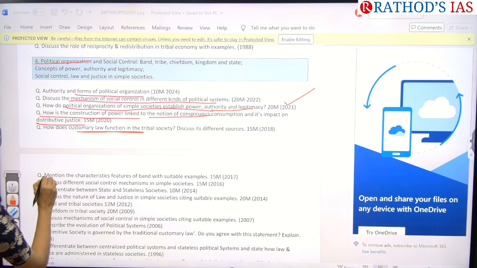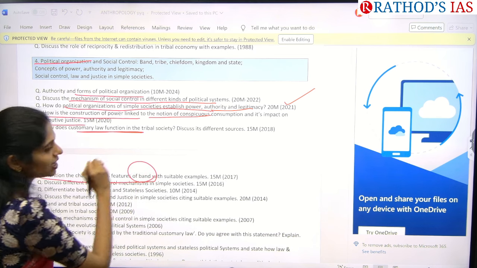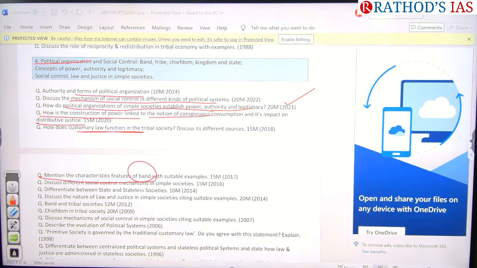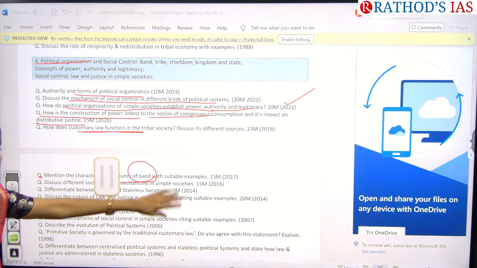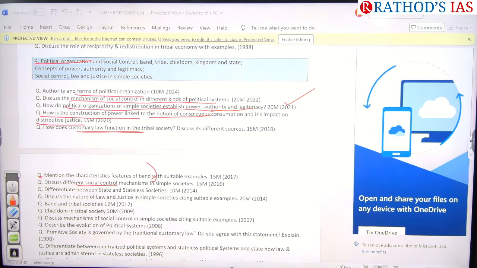And next one is main characteristics, features of band. It is the first type of political organization. And next one is social control. Again, repeated question. Okay, law and justice, band, chiefdom, social control, evolution of political system. So most of these are from your syllabus itself.